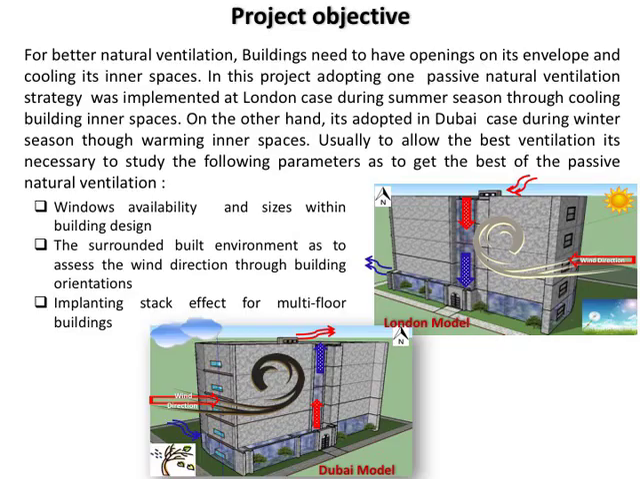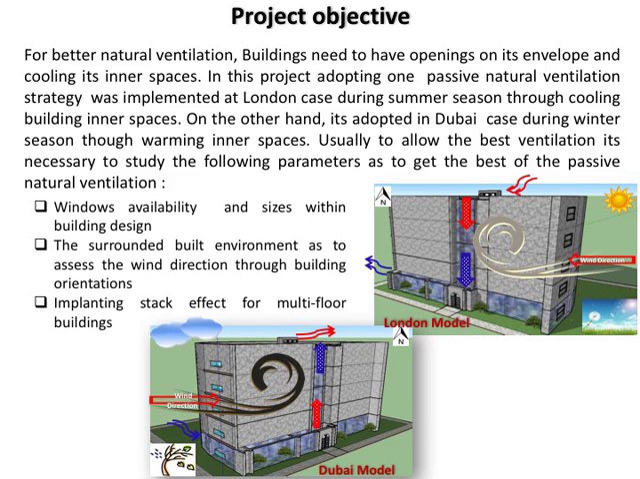For better natural ventilation, buildings need to have openings on their envelope for cooling inner spaces. In this project, one passive natural ventilation strategy was implemented in the London case during the summer season through cooling building inner spaces. On the other hand, it is adopted in the Dubai case during the winter season through warming inner spaces.